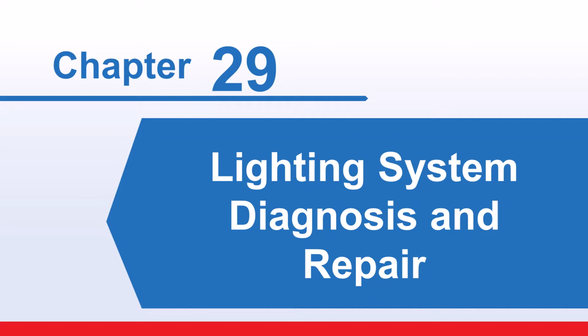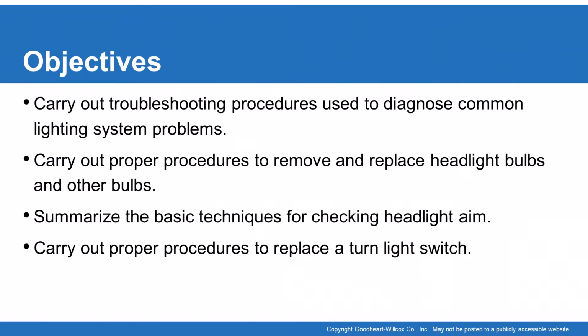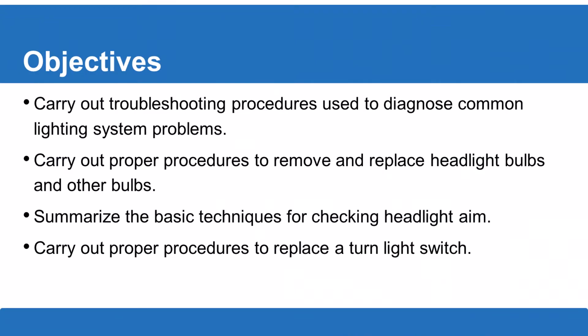And the lights have gotten quite complex on vehicles, mostly because they are recognized as a safety item. This week we're going to look at how to carry out troubleshooting procedures for most of the common problems. We're also going to talk about the proper procedures to remove and replace light bulbs. Some of them are very sensitive. We also want to summarize some of the techniques for checking and aiming headlights.